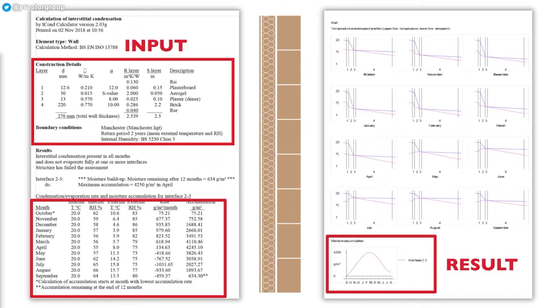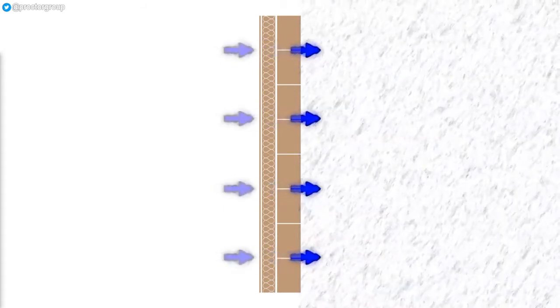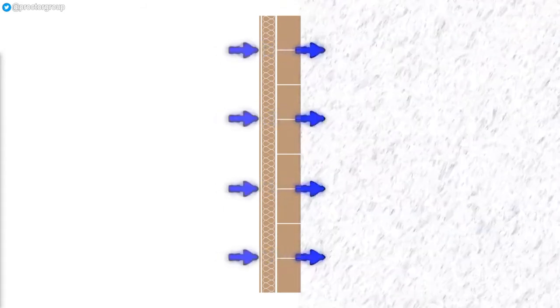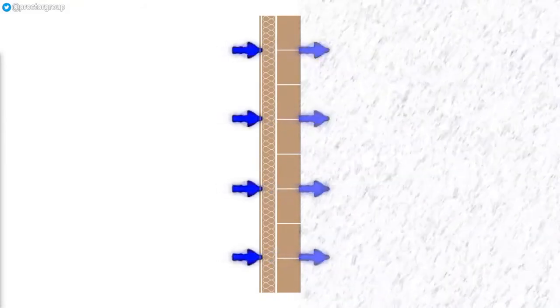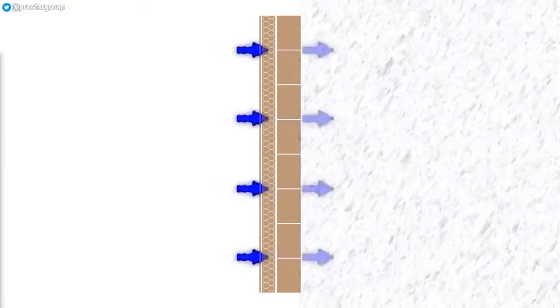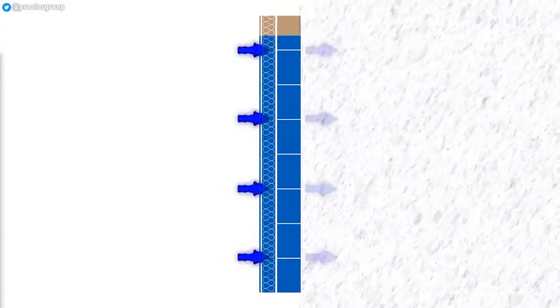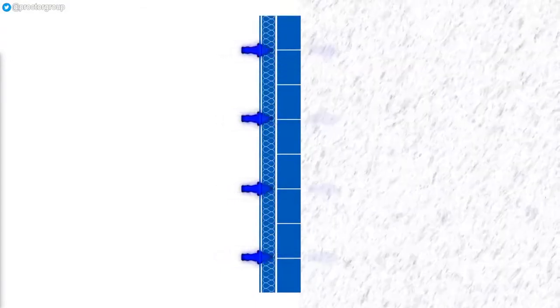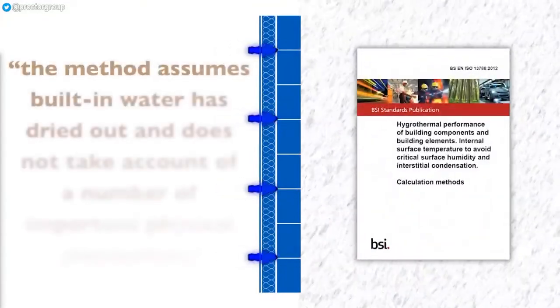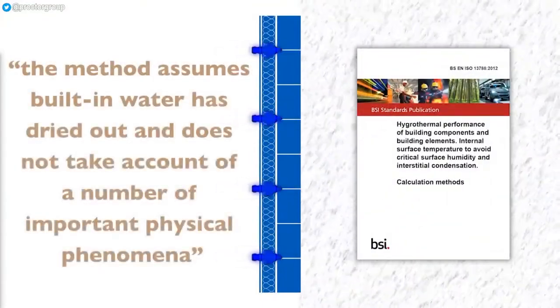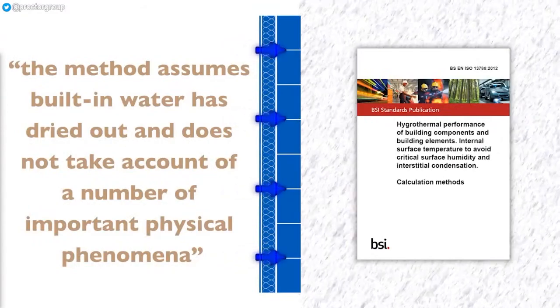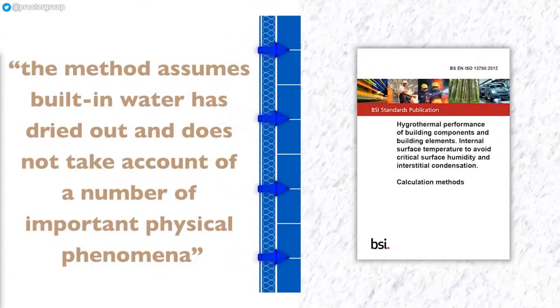However, there are limitations. The main problem is that this method only models moisture vapour flowing from inside to outside and completely ignores the effects of external moisture sources, such as driving rain. The model does not incorporate the effects of material porosity, moisture absorption, and water storage in the building fabric. As stated in EN 13788, the method assumes built-in water has dried out and does not take account of a number of important physical phenomena.